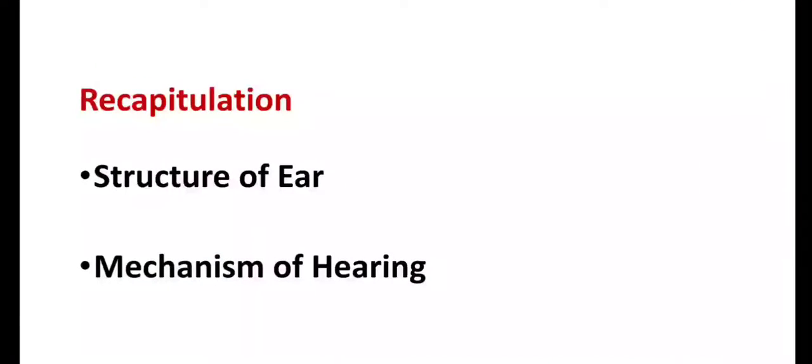Let's recapitulate what we have done. We have studied the structure of the ear. The ear consists of the outer ear, middle ear and the inner ear. The outer ear has the pinna, auditory canal and tympanic membrane or eardrum. The middle ear has three small bones, malleus, incus and stapes, whereas the inner ear has the vestibular apparatus, semicircular canals and cochlea, which have a bony labyrinth and membranous labyrinth. The membranous labyrinth is filled with the fluid known as endolymph, whereas the bony labyrinth is filled with the fluid known as perilymph.